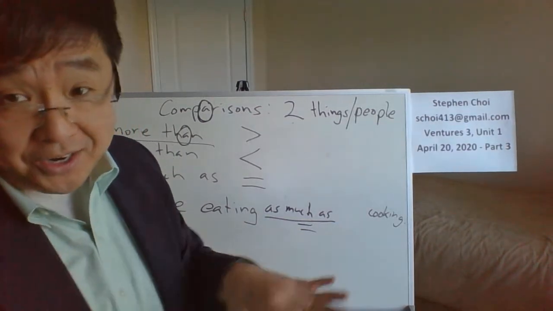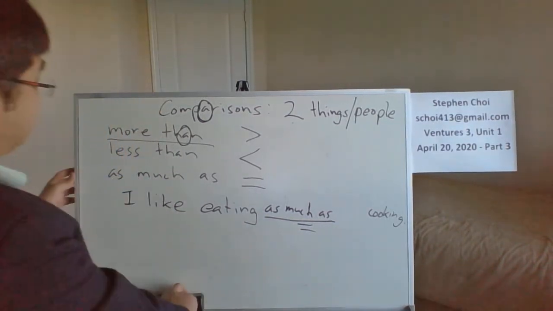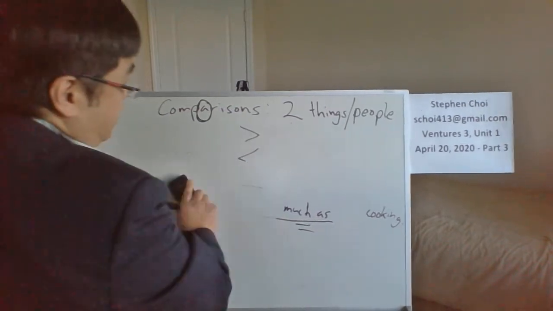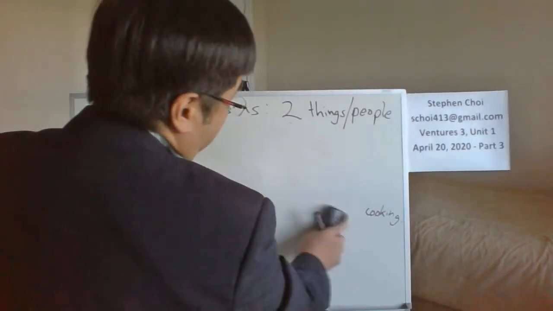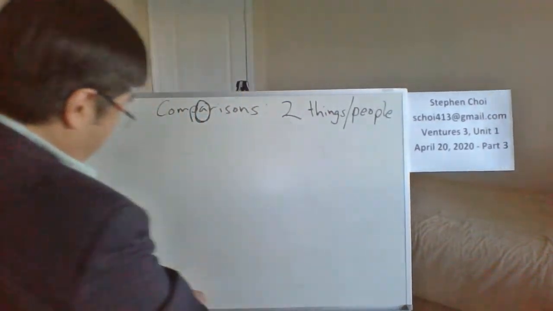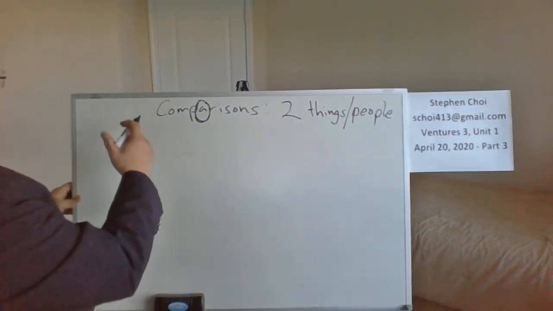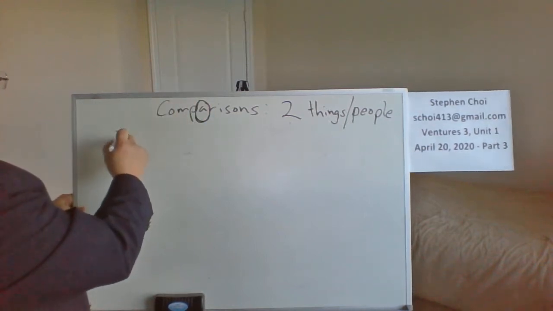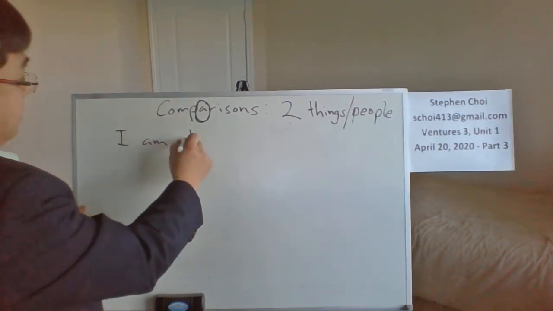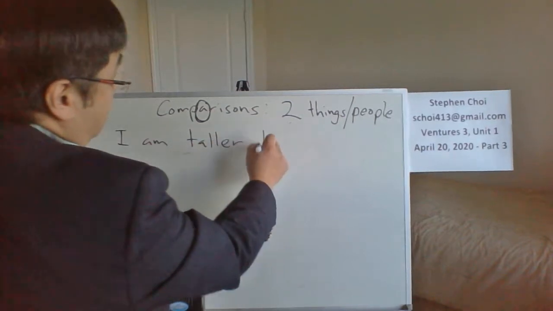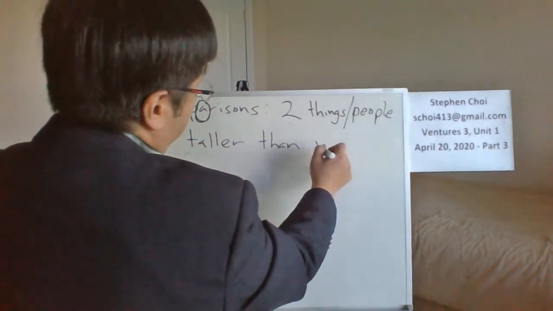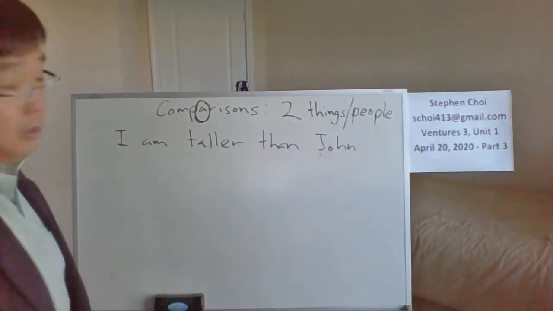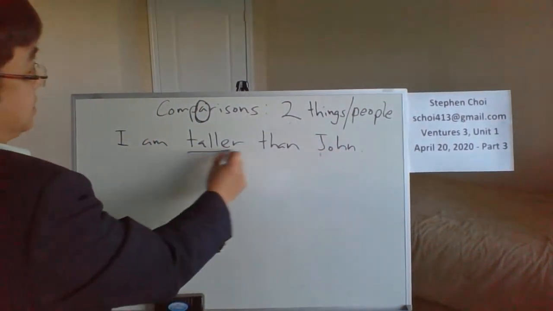It means they're equal. They're equally satisfying. Okay. Now, the book didn't mention this, but when you're doing comparisons or comparatives, remember I said small. Okay, let's say taller. I am taller than, let's say, John. Okay, I am taller than John. So that is the comparison.